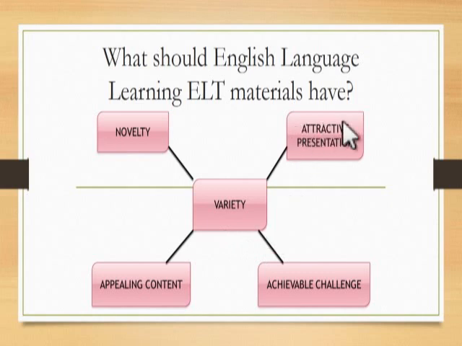So the third one is attractive presentation. So you can use attractive colors, you can use a lot of white spaces, or you can use photographs, you can use videos and things like that. For appealing content, you can use topics of interest of the learners. You can also use stories or local references, or maybe music, art, cultural topics, things that the learners find interesting.